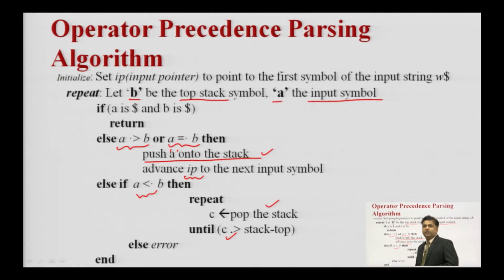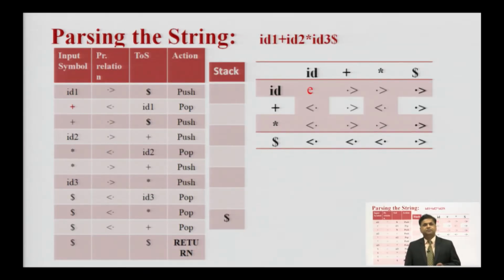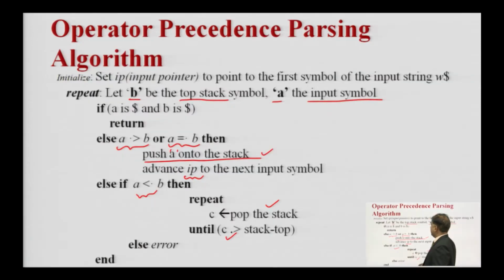Now let's see how we can execute this algorithm on an example. For example, I have the string id 1 plus id 2 into id 3 and each string is terminated by the symbol dollar, and this is my stack and this is my precedence relation table. So, how will I check with the help of this algorithm?